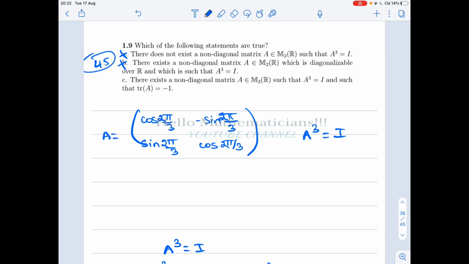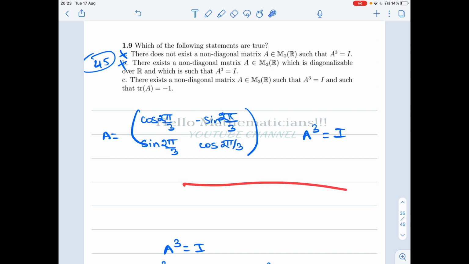Which of the following statements are true? There does not exist a non-diagonal matrix A such that A cube equal to I. Whenever they are asking for A power n equal to I, always look at the rotation matrices. Okay, this is rotation by 2 pi by 3. So rotation by 360 degrees by 3, that is rotation by 120 degrees.